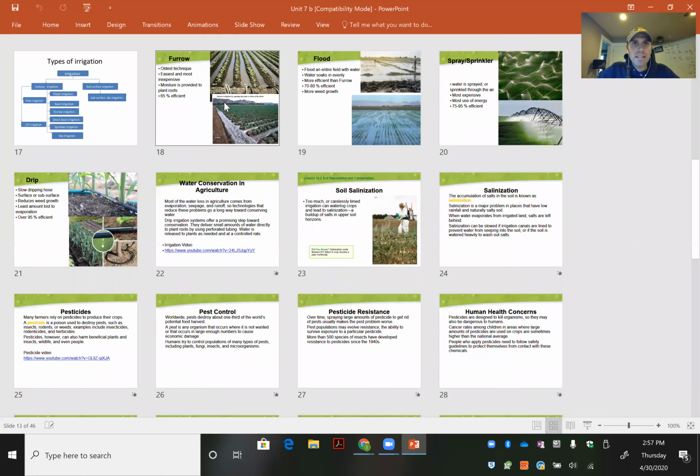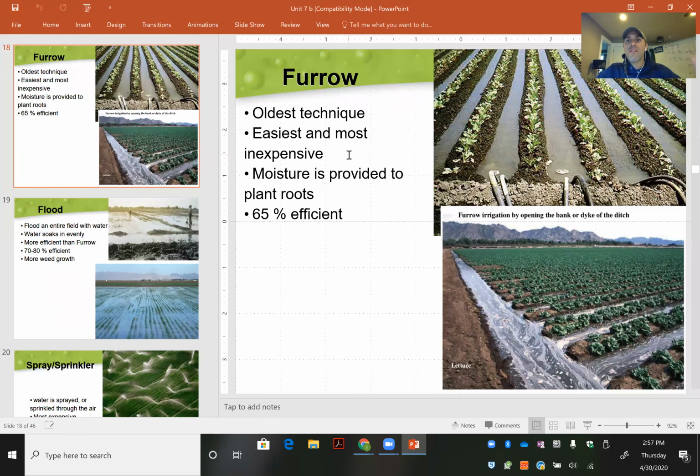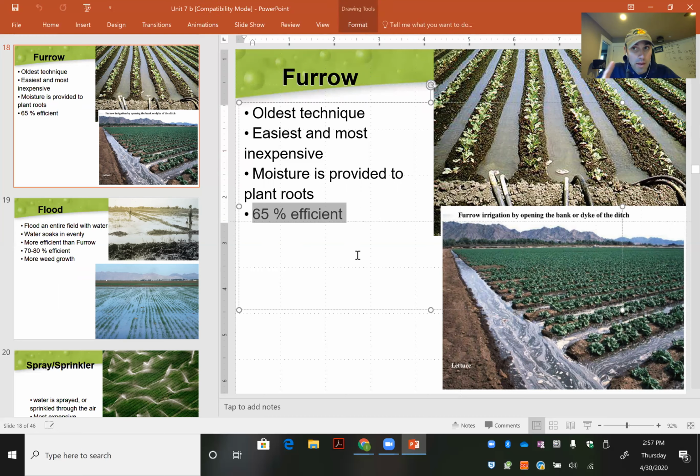The least efficient type of irrigation would be furrow irrigation. If you remember furrow irrigation, that's where we cut these furrows, these lines in between the crops. This is the oldest type, but it is the least efficient. It is the most waste of water, 65% efficient.